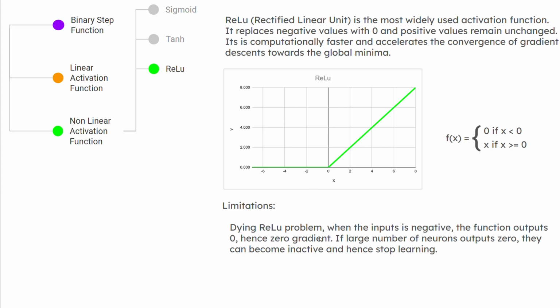This is called the dying ReLU problem. Die means it doesn't behave, or it doesn't change. So it will stop learning. This problem is called the dying ReLU problem. It doesn't change its value during the backward propagation.